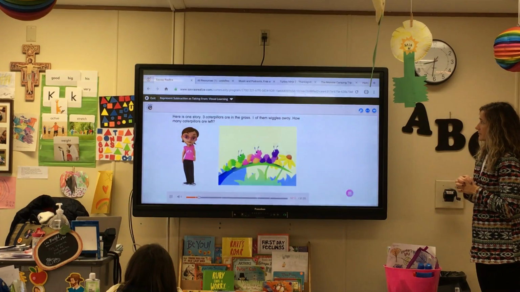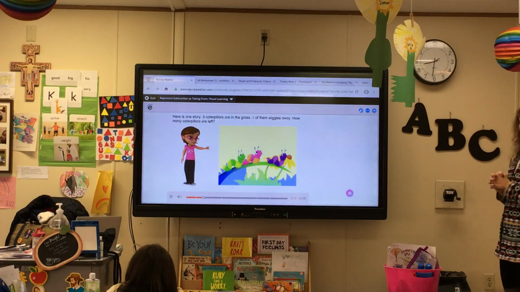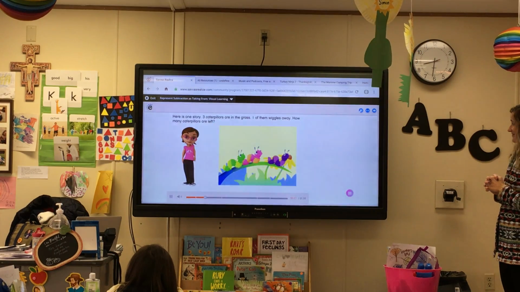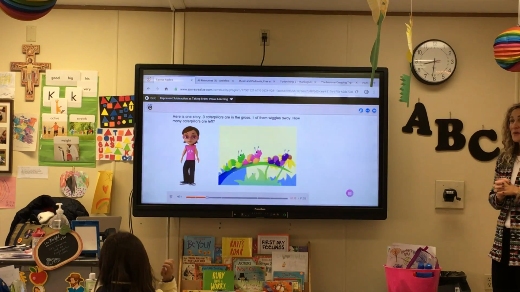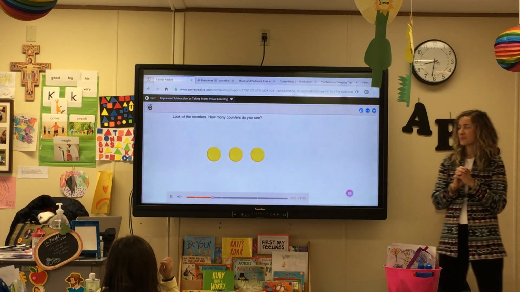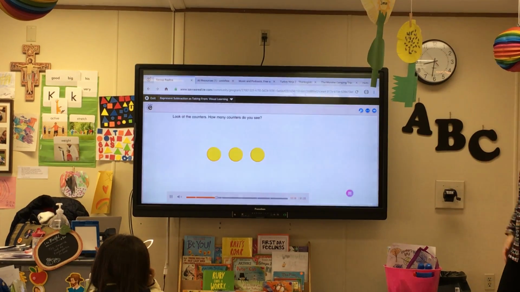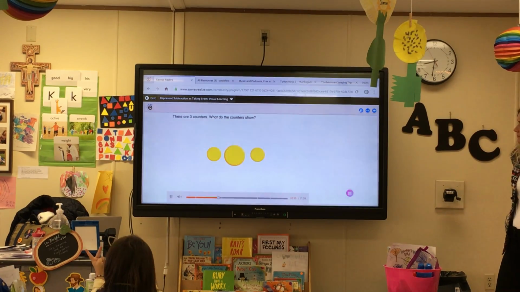Here is one story. 3 caterpillars are in the grass. One of them wiggles away. How many caterpillars are left? 2. Whoa, we were right with our story. A little different, but still the same numbers, right? Look at the counters. Good. How many counters do you see? How many? 3. Good. There are 3 counters.